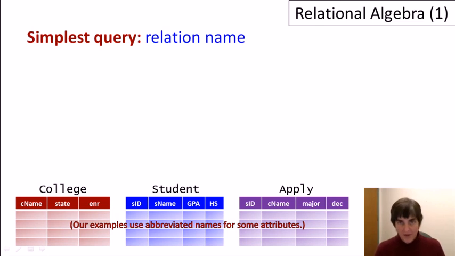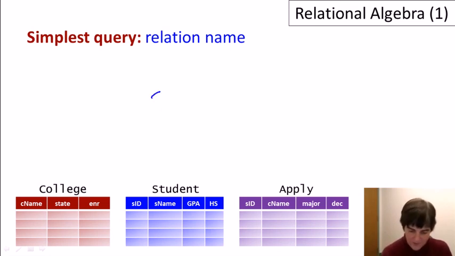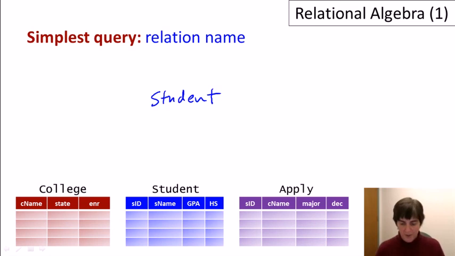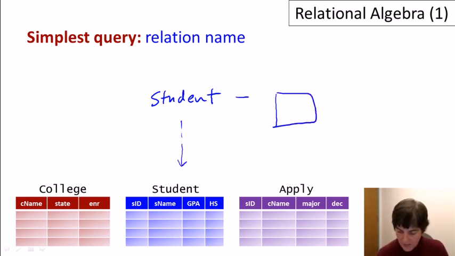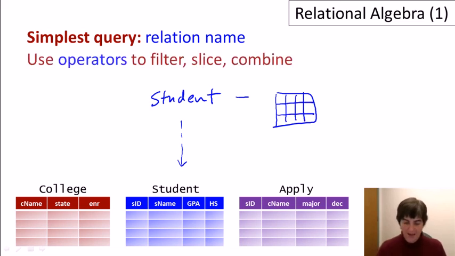The simplest query in relational algebra is a query that is simply the name of a relation. So for example, we can write a query, student. And that's a valid expression in relational algebra. If we run that query on our database, we'll get, as a result, a copy of the student relation. Pretty straightforward. Now, what happens next is that we're going to use operators of the relational algebra to filter relations, slice relations, and combine relations. So let's go through those operators.